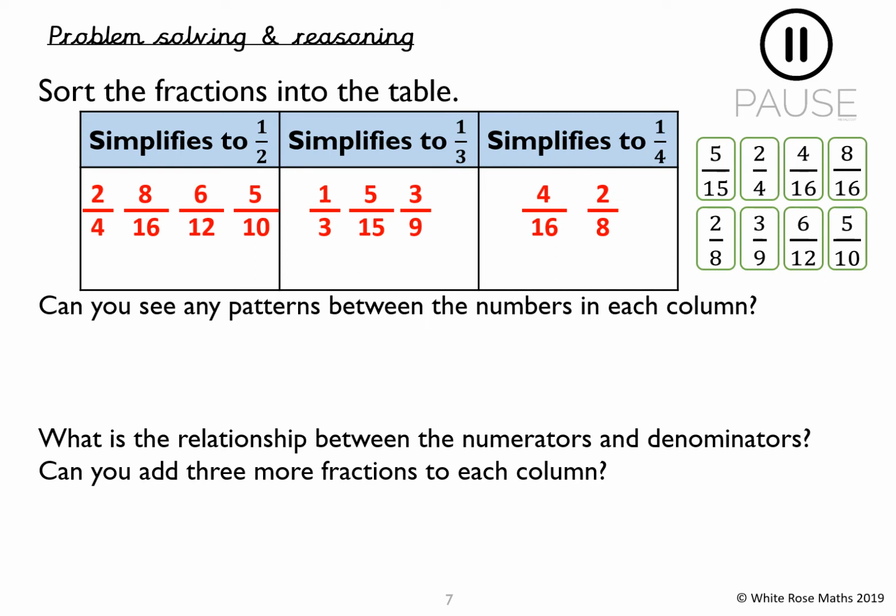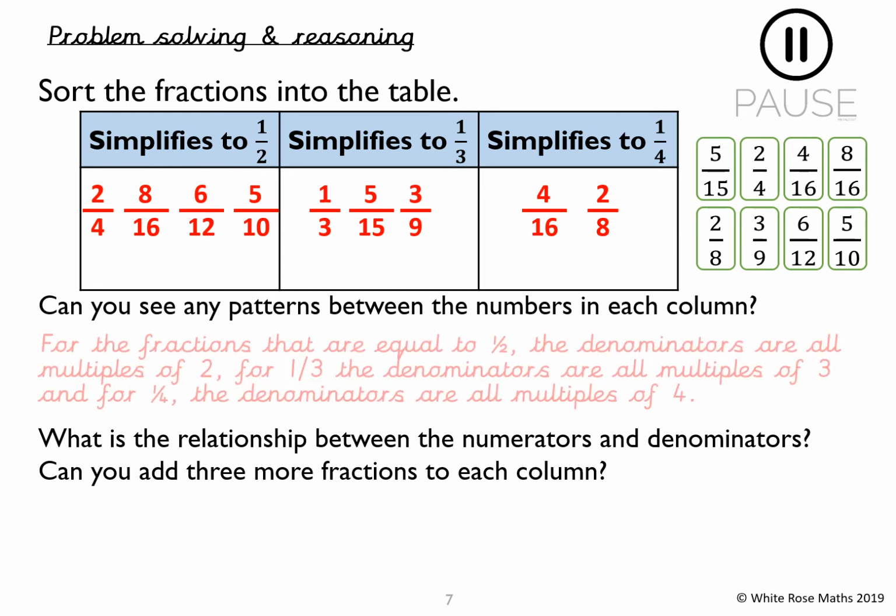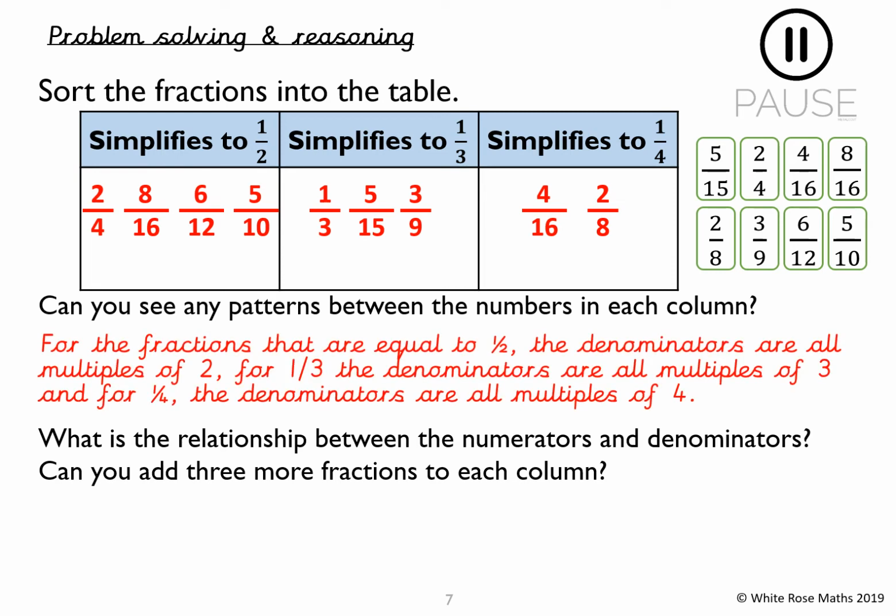Can you see any patterns between the numbers in each column? If you look at the denominators, you should be able to see a pattern there. For the fractions that are equal to a half, all of those denominators are multiples of 2. So they're all in the 2 times tables. For the thirds, they're all multiples of 3. So 3, 15 and 9 are all in the 3 times tables. And then for the quarters, they're all multiples of 4, so they're all in the 4 times tables.